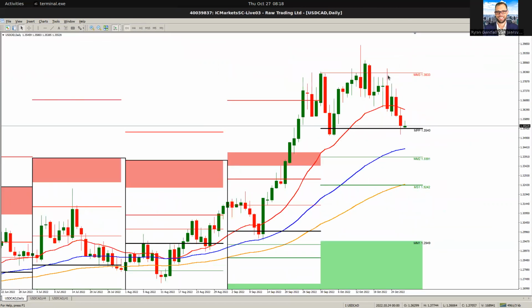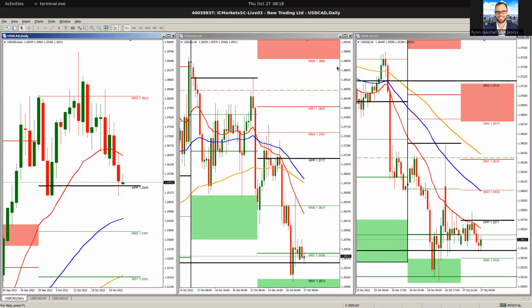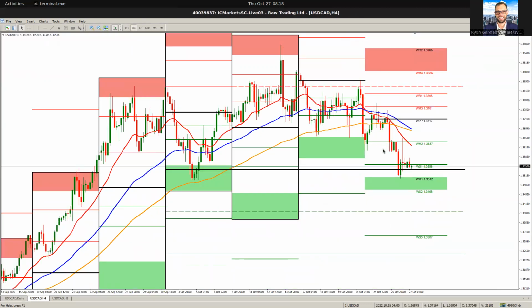Looking at USD CAD, still indicating a buy. You can see here, I still have no appetite to be buying up here because price is so far out of position. In terms of the H4 time frame, looking at weekly pivot points, you can see we are currently down here near a profit taking zone.